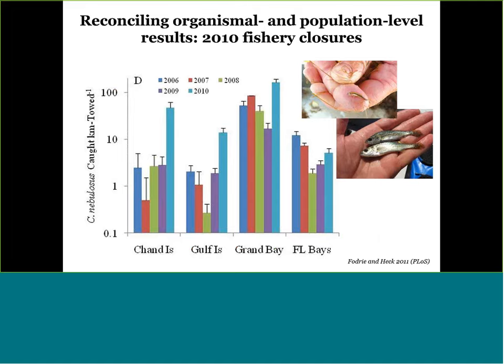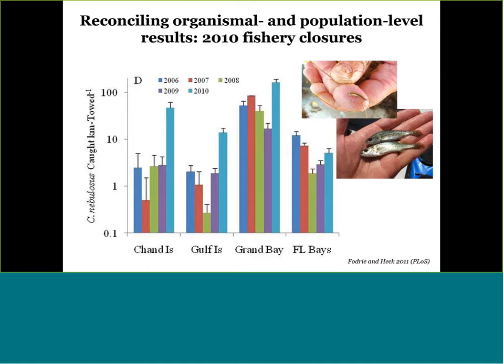And these are the catch rates of speckled trout in the 4 years preceding the spill and then the year of the spill. So 2010 is the spill had been going on. We're out there sampling in the fall, so we're out there sampling 3 or 4 months post-spill. And on the y-axis is the catch rate, and it's a log scale, okay?